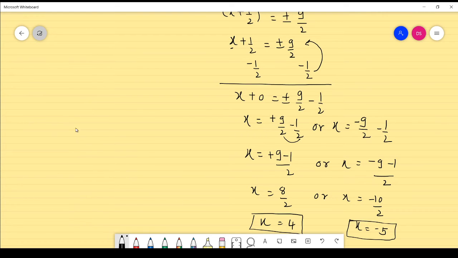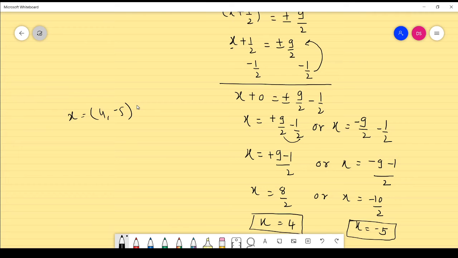So we got the solution. We got the roots of that quadratic equation, that is x equals 4 and x equals minus 5. So this is the solution of the first problem. Now let's move towards the second problem.